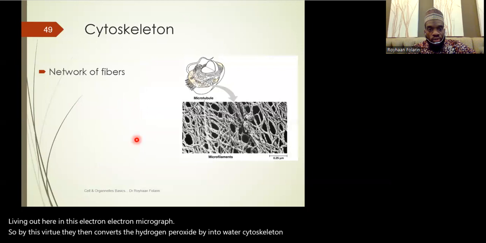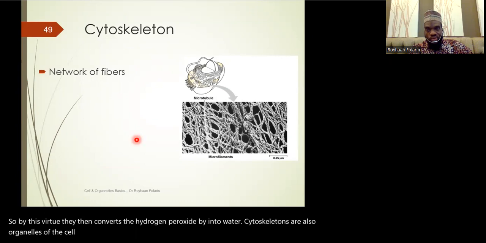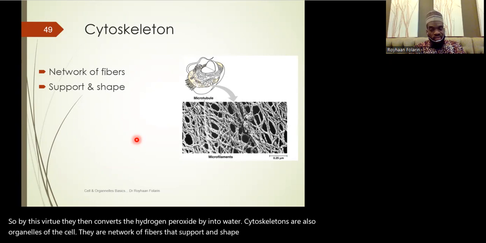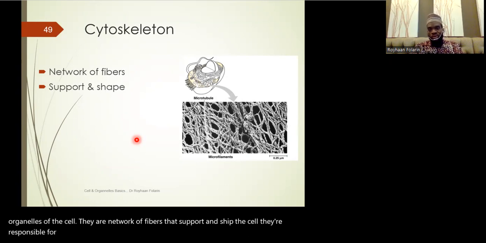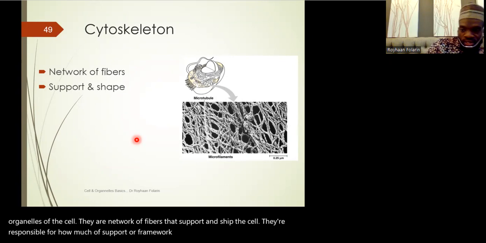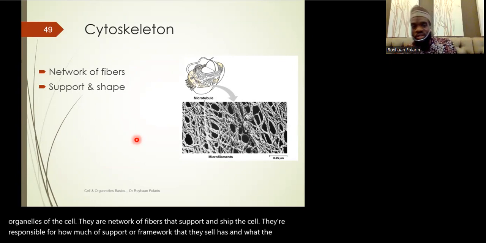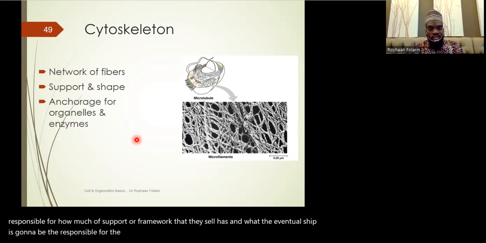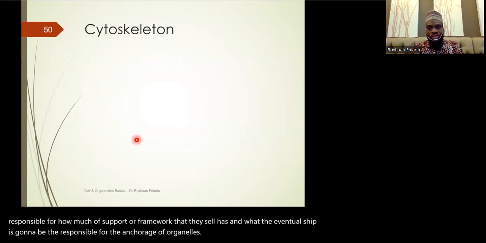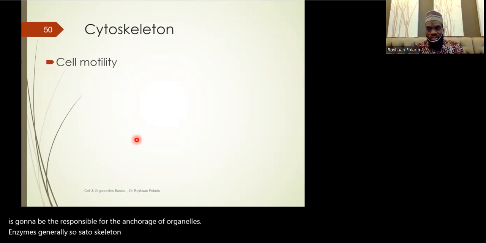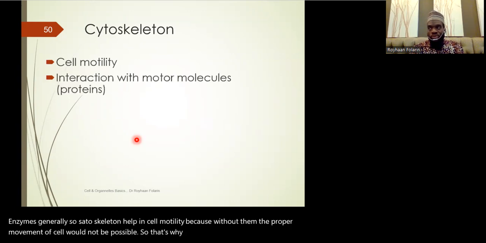Cytoskeletons are also organelles of the cell. They are a network of fibers that support and shape the cell. They are responsible for how much support or framework the cell has and what the eventual shape is going to be. They are responsible for the anchorage of organelles and enzymes generally. So cytoskeleton helps in cell motility, because without them the proper movement of the cell will not be possible. That's why their interaction with motor molecules is very important for cell survival.